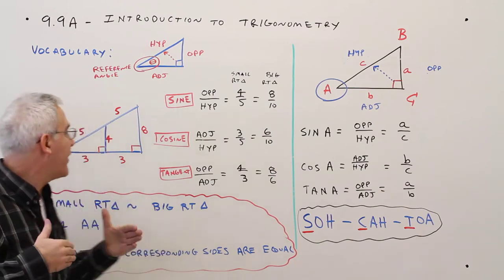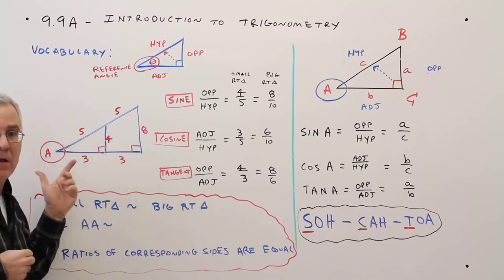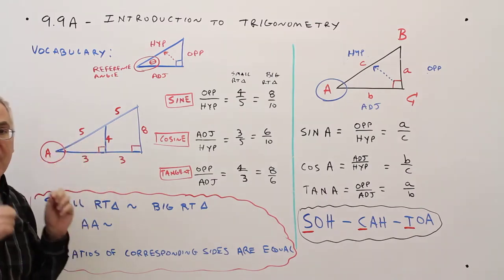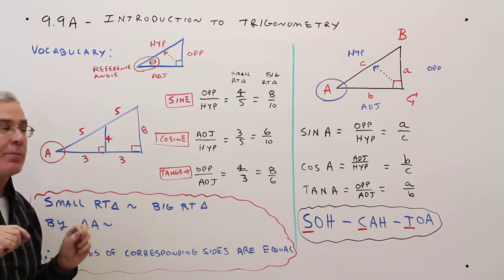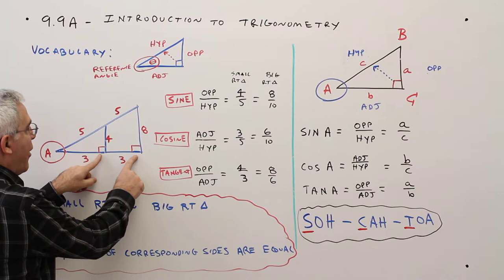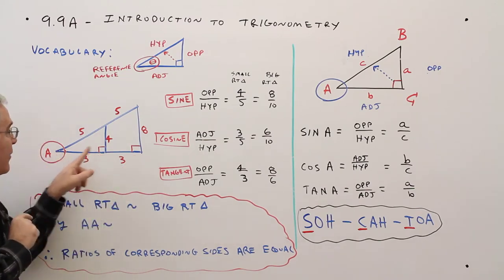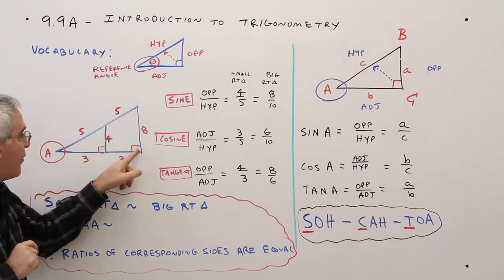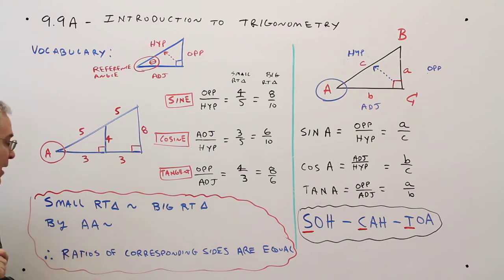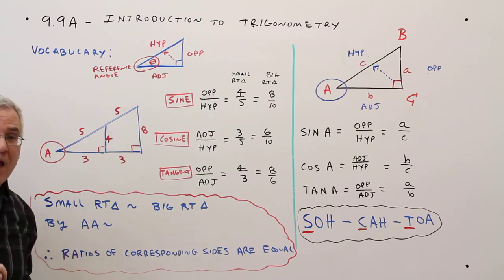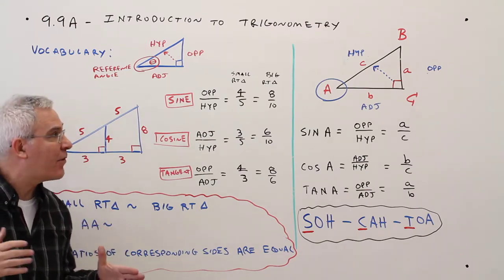Okay, now let's jump to this little diagram here. Notice I've got a big right triangle and a small right triangle. These two triangles are similar by angle-angle similarity. Note, they both have a right angle, 90 degrees, and they both share angle A. So this angle and this angle is congruent to that angle and that angle. Once I've got similarity, then the ratios of corresponding sides are equal. And that's the whole basis for trigonometry.